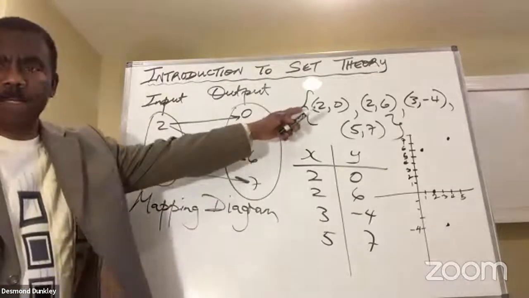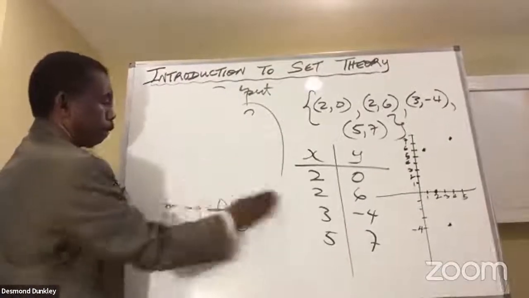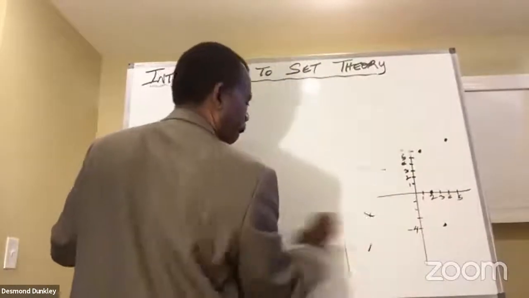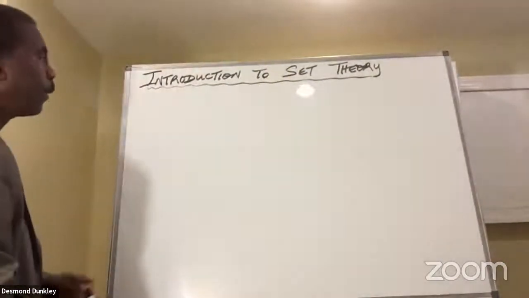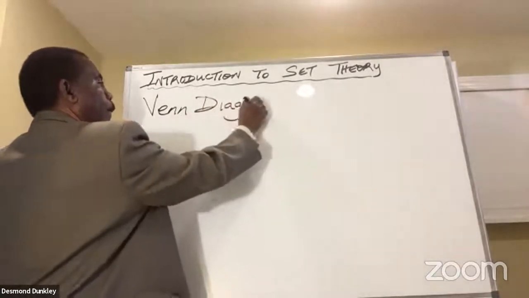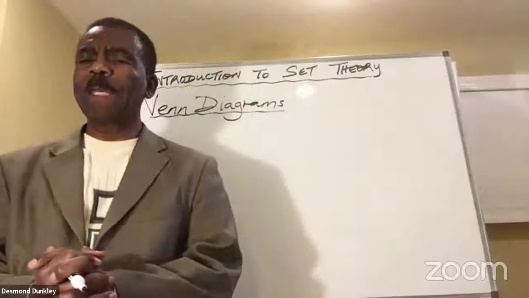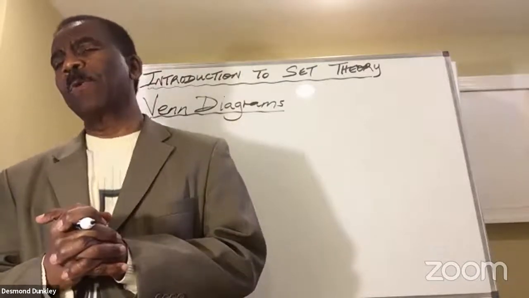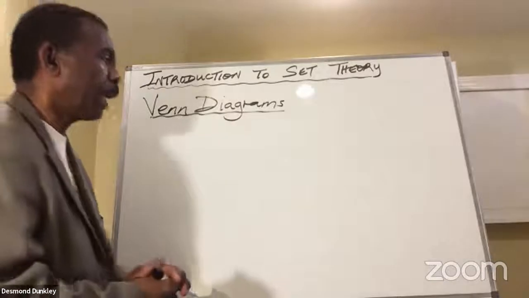So we just dealt with the ordered pair. That's the ordered pair right there. So sets are represented using Venn diagrams. V-E-N-N. Venn diagrams. Okay? And the best way to explain what a Venn diagram is, is to draw a Venn diagram. So let's set up a scenario and let's take it from there.